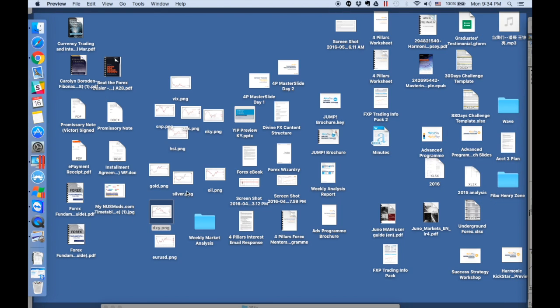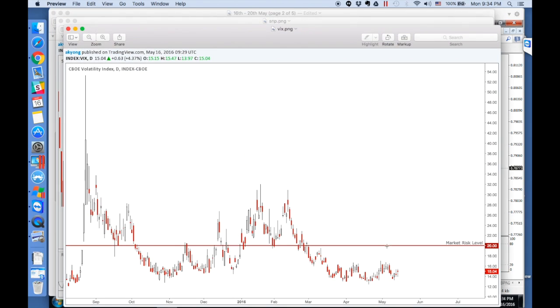Of course, we also look at the VIX. The VIX is still below your market risk level, which is 20. Now it's trading around 15. The VIX itself is the simplest way of identifying whether it's risk on or risk off. Below 20 is risk on, above is risk off.